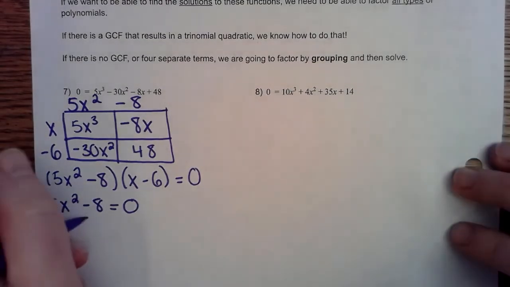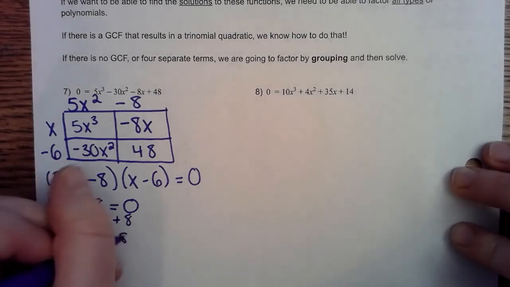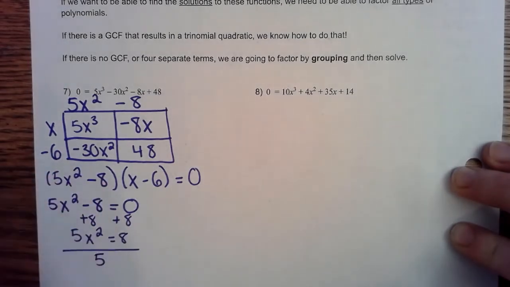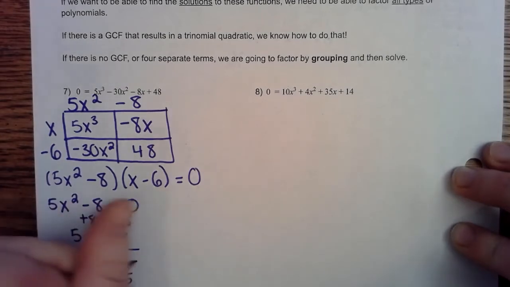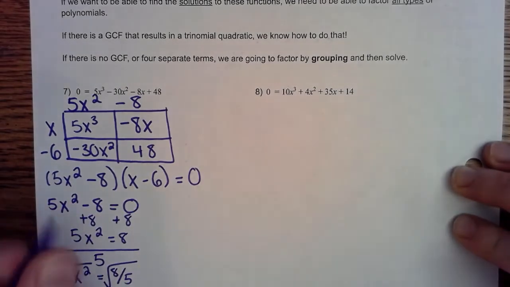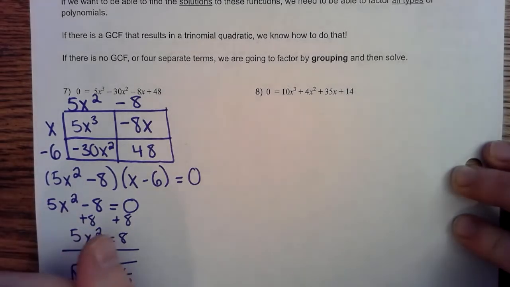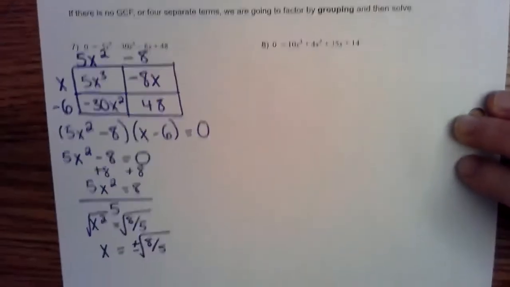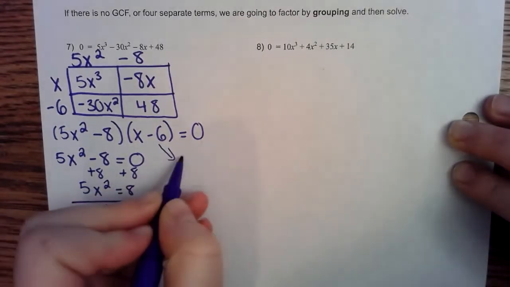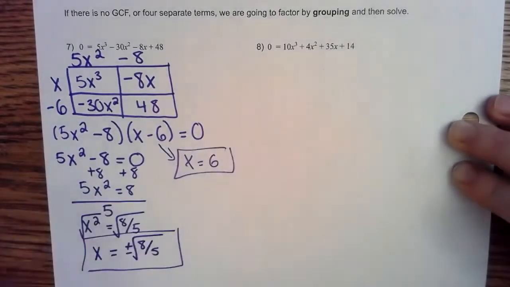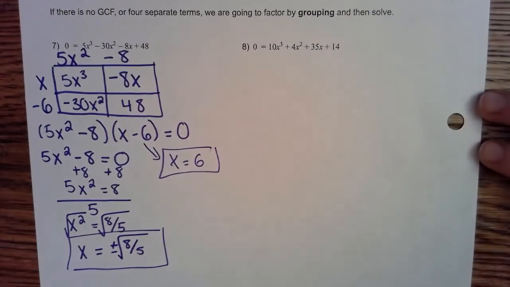And I'm going to solve for x, so I'll add 8. 5x squared equals 8. Divide by 5, x squared equals 8/5. Take the square root. And I get x equals plus or minus the square root of 8/5. That's one of our answers. And then the other answer is just x equals 6. So it was degree 3, and there are 3 answers. 2 answers, 1 answer. Okay, let's try the next one.